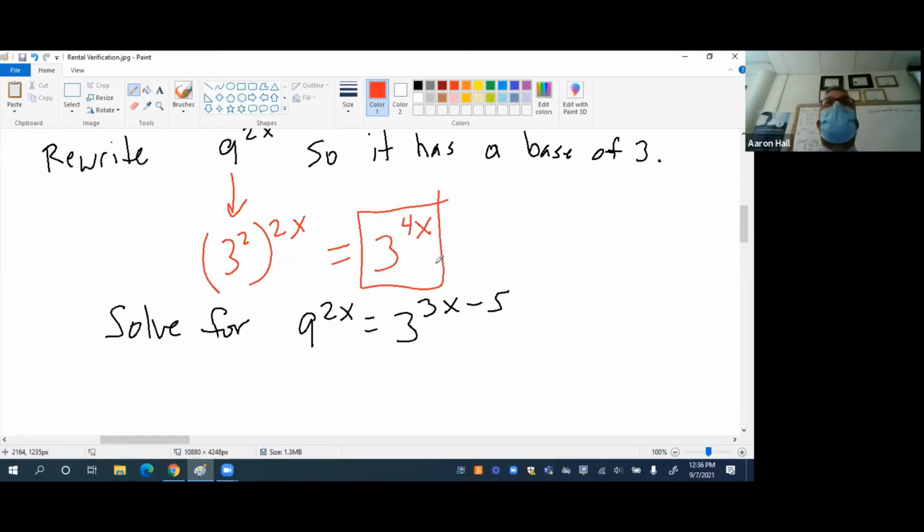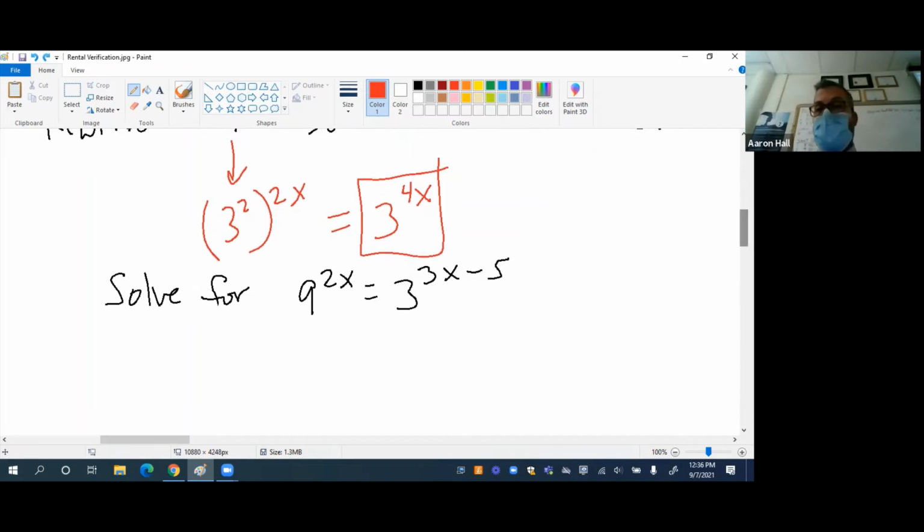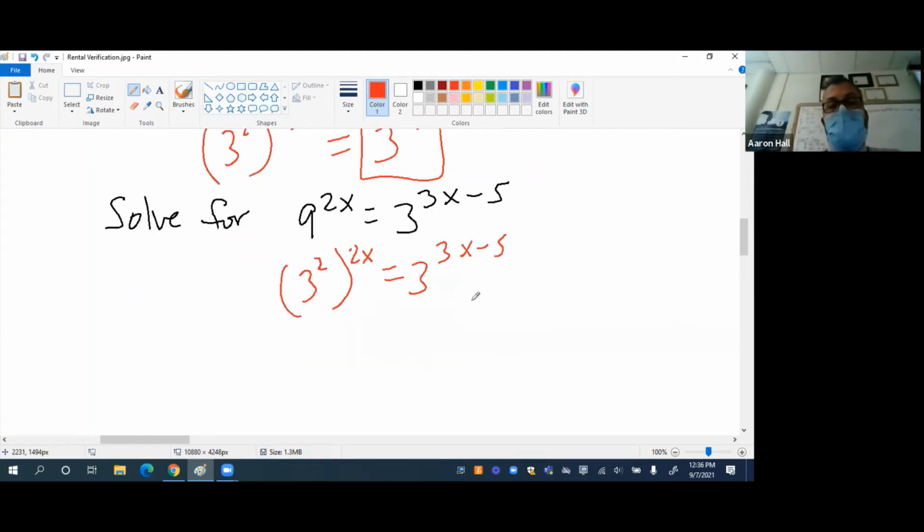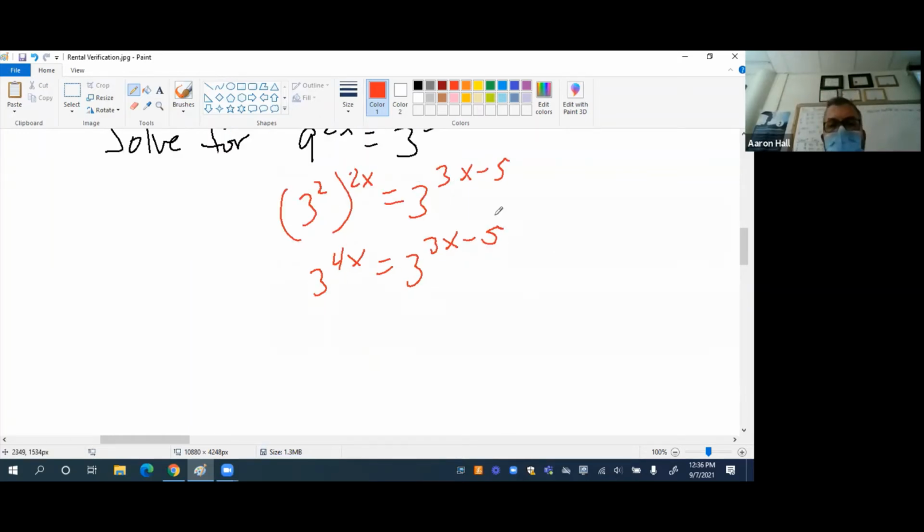Okay, Lachlan, how do I do this? I started with turning the 9 into 3 to the power of 2, times 2x, so I have 3 to the power of 4x equals 3 to the power of 3x minus 5. Okay. Yeah, and that's all you have to do. Okay, when you look at this, do you see another step? Is there something else we can do at this point?